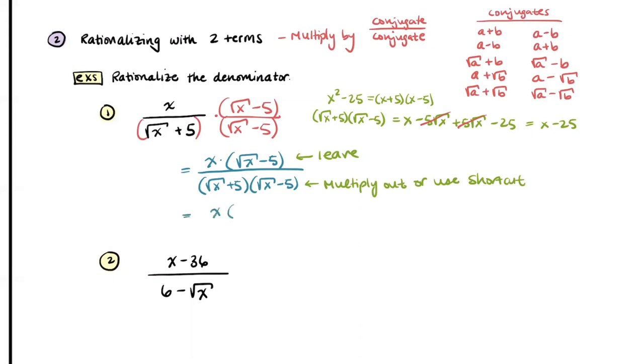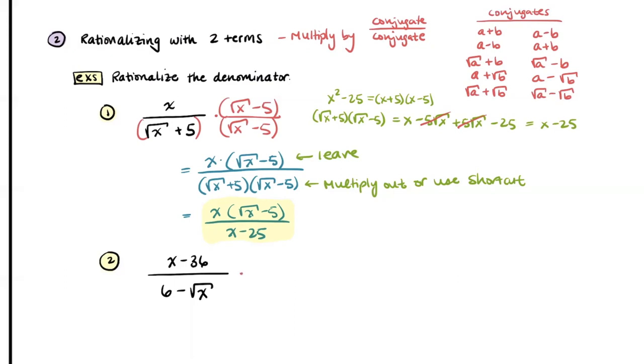So let's do x times radical x minus 5. Then this will be x minus 25. And there we go. This is rationalized in the denominator. So we accomplished our goal. Okay, why don't you try the second example? So pause this video and try example number 2. Same thing, you want to rationalize the denominator.